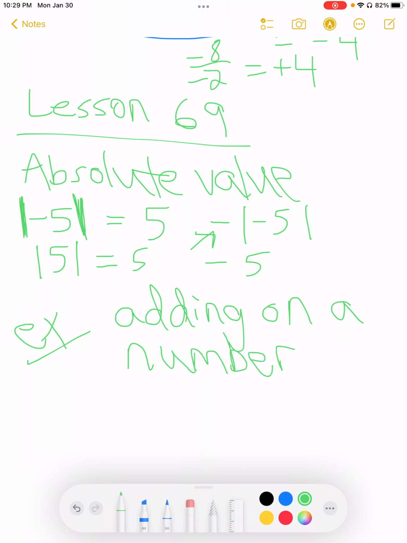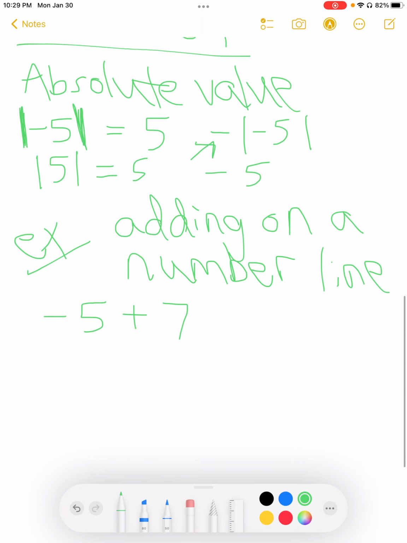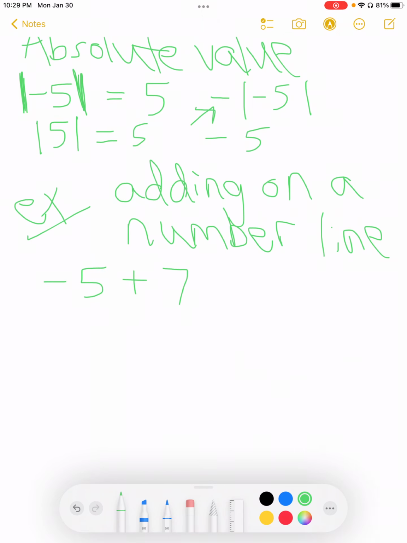So we've done this before, so it's a little bit of review. But if we said, let's do minus 5 plus 7. So minus 5 plus 7. The first thing I want to do, maybe I'll just do it in blue, is think about what's going on here.